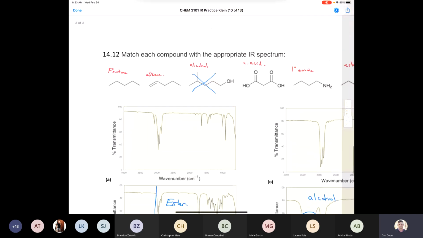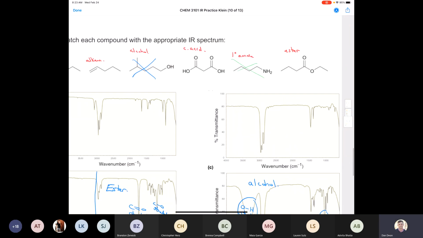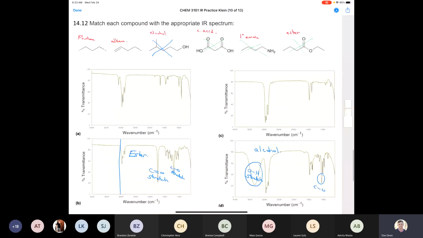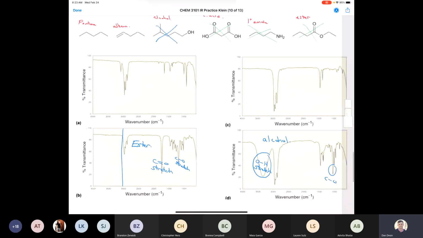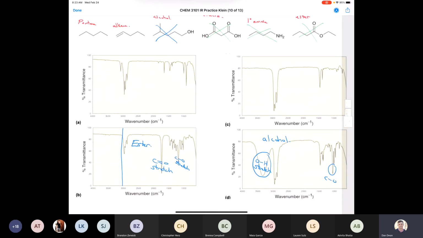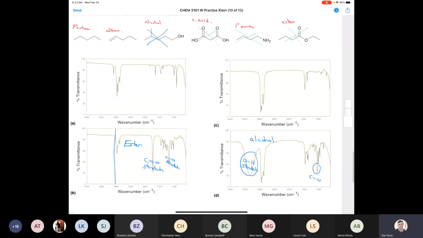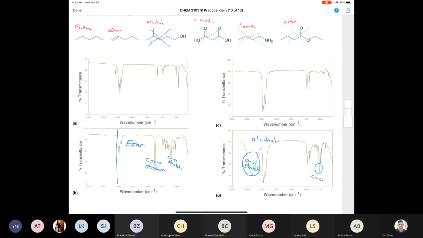Well, what have we eliminated? We eliminated the primary amine, the ester, the carboxylic acid. So what do we got left? We got an alkene and an alkane, and one must be A and one must be C. Does anybody have an idea which one might be the alkene? Yeah, absolutely. Jay, Byron, you're absolutely correct. Jessica, Kayla, hey, it's the alkene, right?